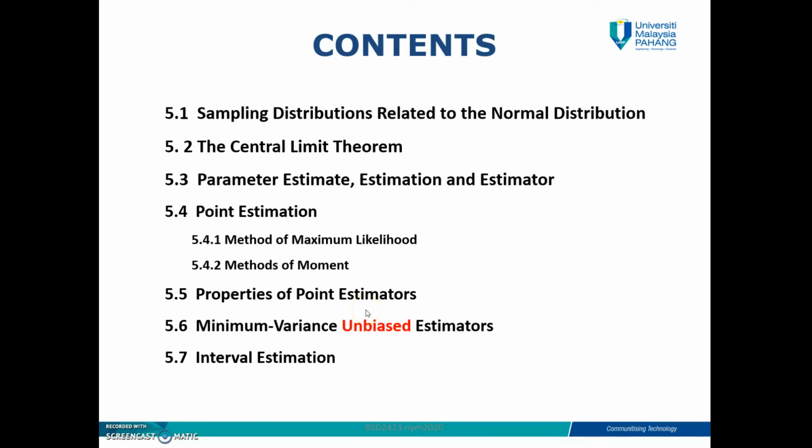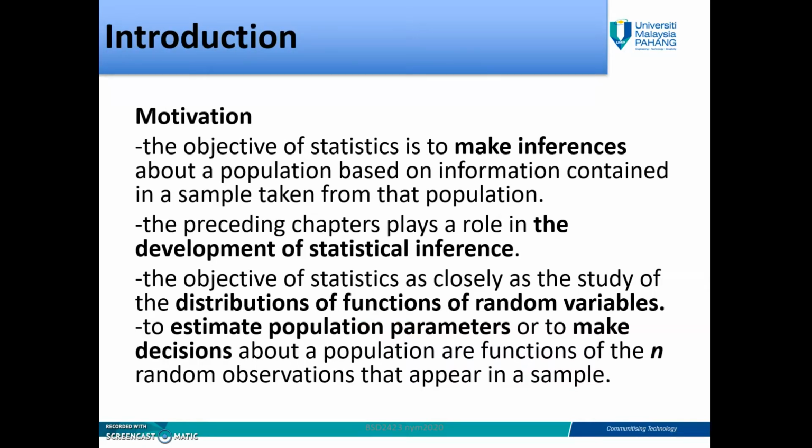In this video, I will go for the introduction first, about the sampling distribution related to the normal distribution. So this is the motivation. Again, our objective of statistics is to make inference about a population based on information contained in a sample taken from that population. The concept is similar if you remember in applied statistics. Usually we want to make inference about the population, but because the population data is very big, it's quite difficult to get everything. That's why we use a sample.